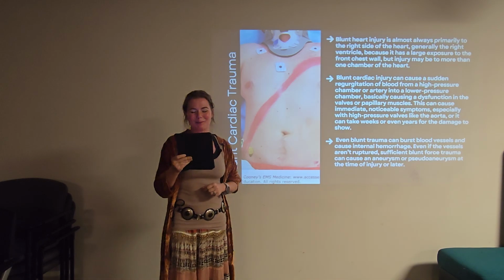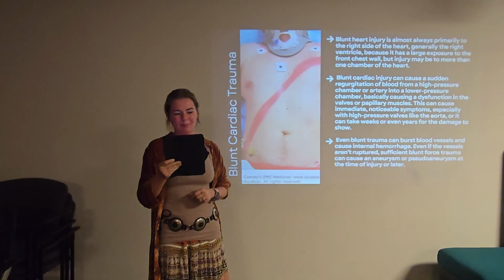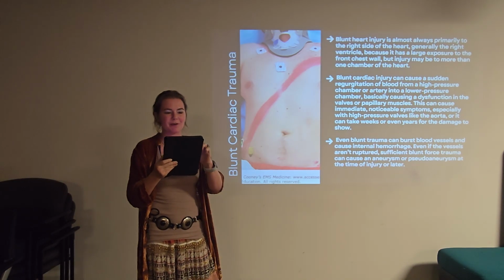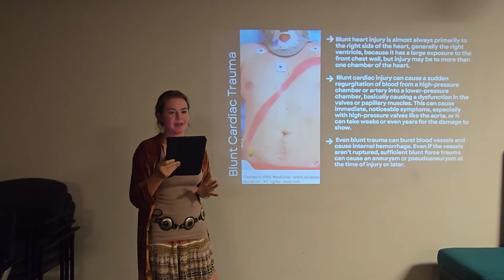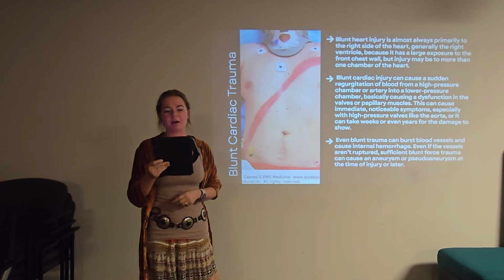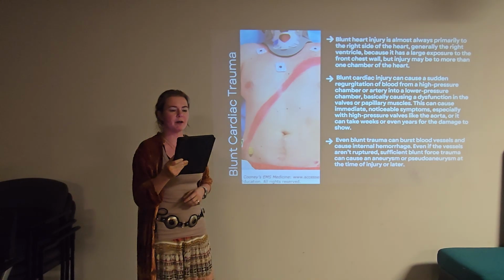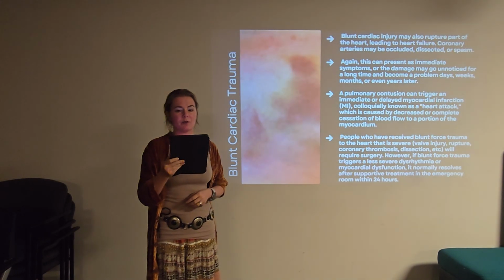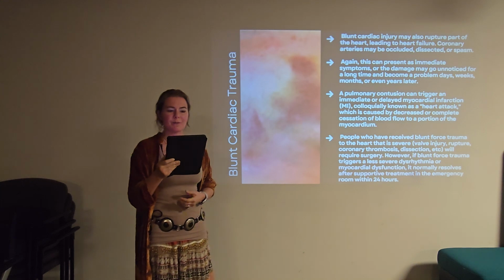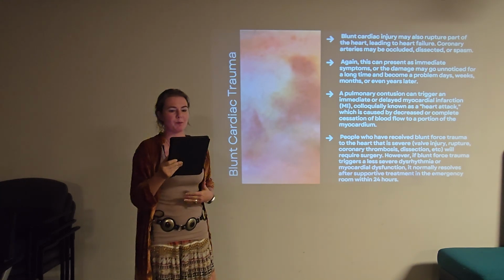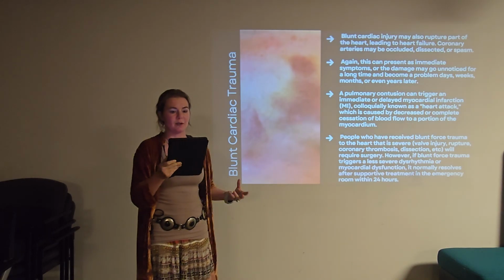Even blunt trauma can burst blood vessels and cause internal hemorrhage. Even if the vessels aren't ruptured, sufficient blunt force trauma can cause an aneurysm or pseudoaneurysm at the time of the injury or later. Blunt cardiac injury may also rupture part of the heart, leading to heart failure. Coronary arteries may be occluded, dissected, or just spasm. Again, this can present as immediate symptoms, or the damage may go unnoticed for a long time and become a problem days, weeks, months, or even years later.